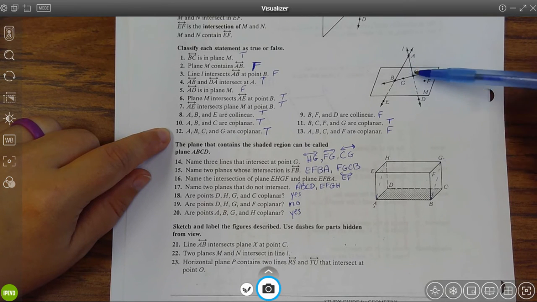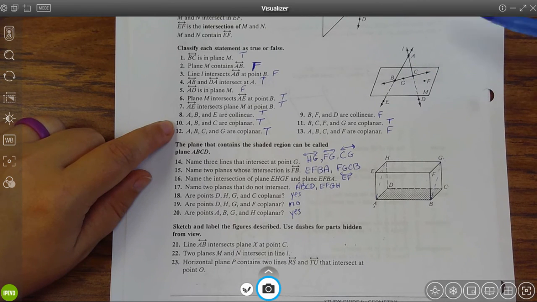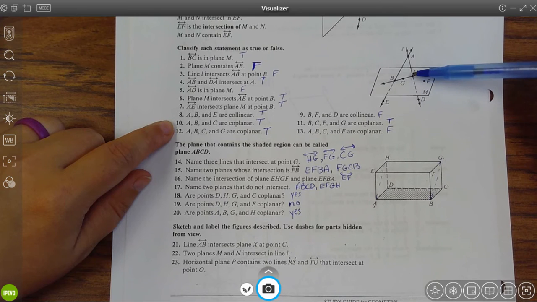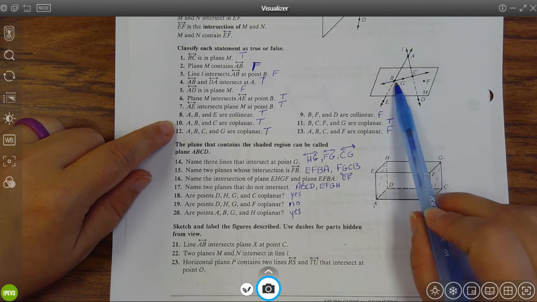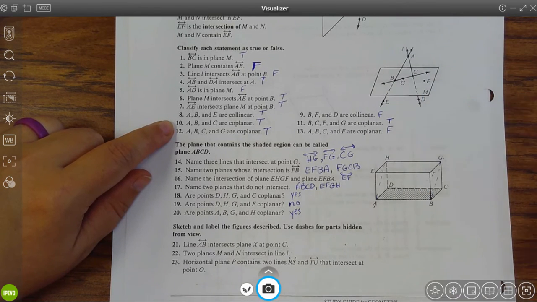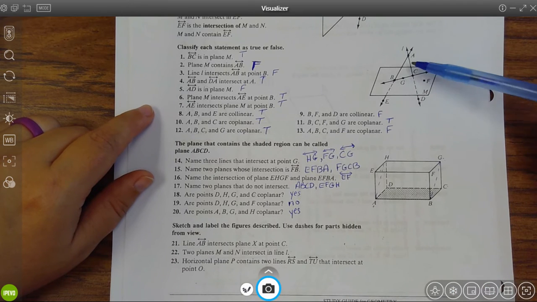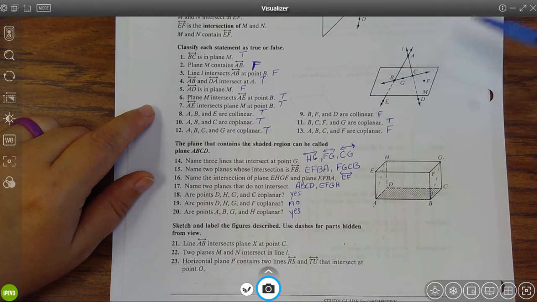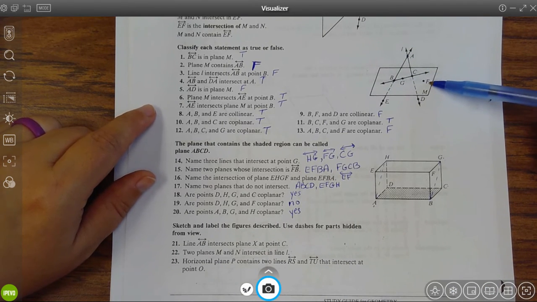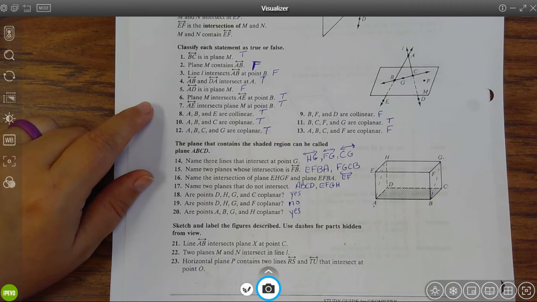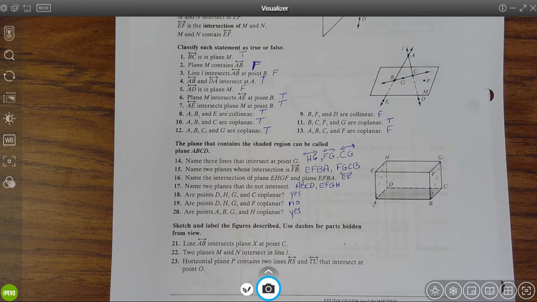12, points A, B, C, and G are coplanar. Now in number 10, A, B, and C were coplanar. Because G is on the same line as B and C, it would also be in the vertical plane that we could draw in there. 13, points A, B, C, and F are coplanar. Again, A, B, and C are coplanar. However, F would not be able to be in that same vertical plane. So that is false.